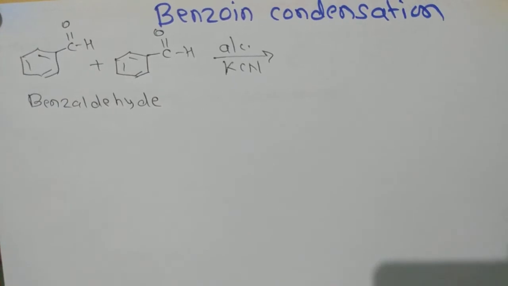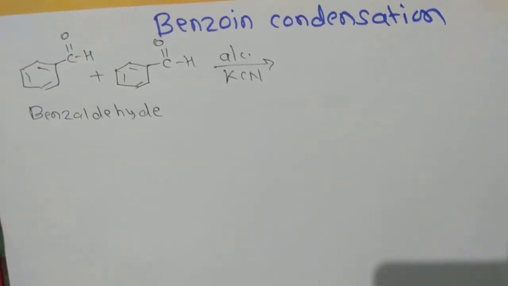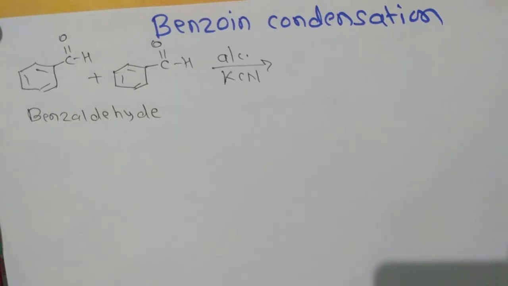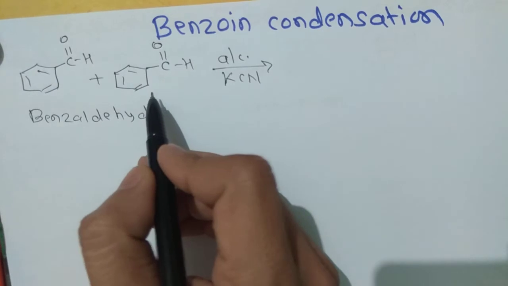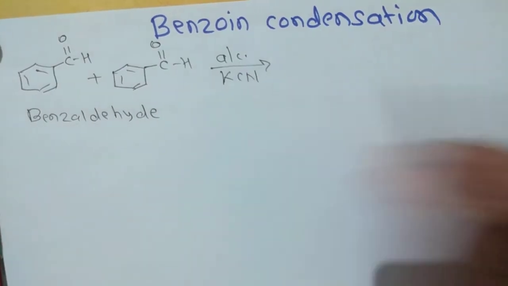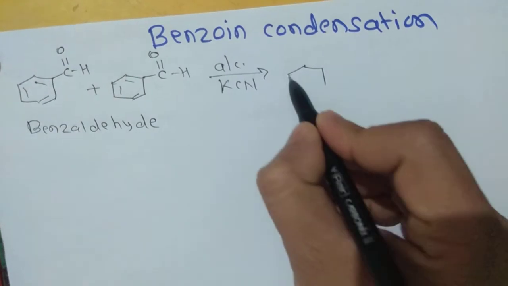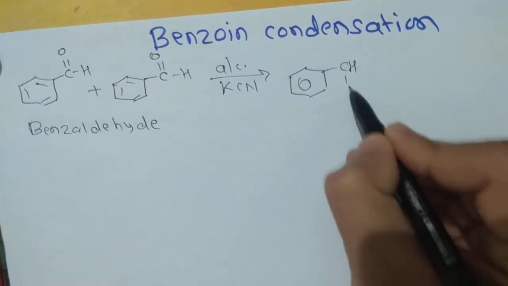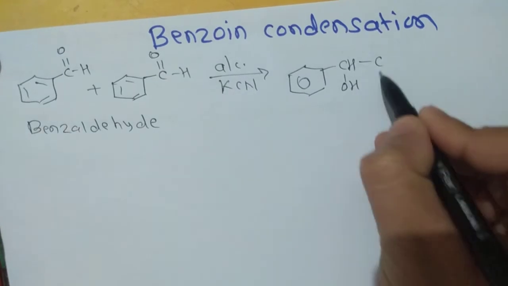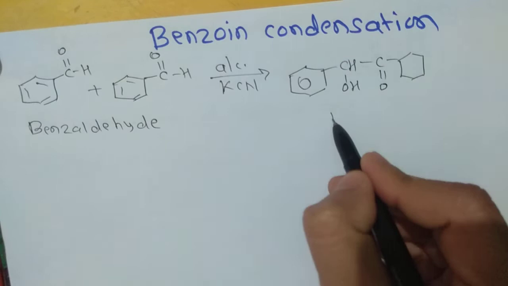Hello friends, we will see a new reaction called the benzoin condensation reaction. In the benzoin condensation reaction, two molecules of benzaldehyde react with alcoholic potassium cyanide to form benzoin. It has the molecular formula C6H5-CHOH-C=O-C6H5, with benzene rings. It is called benzoin.